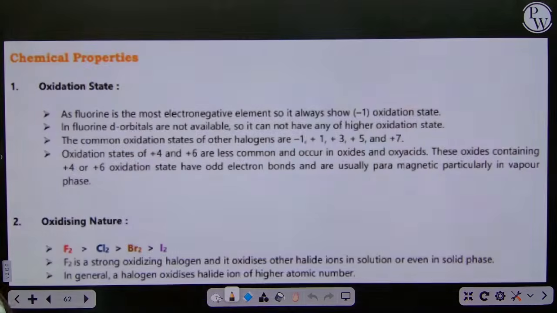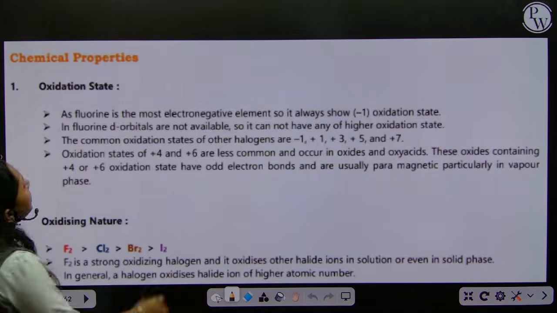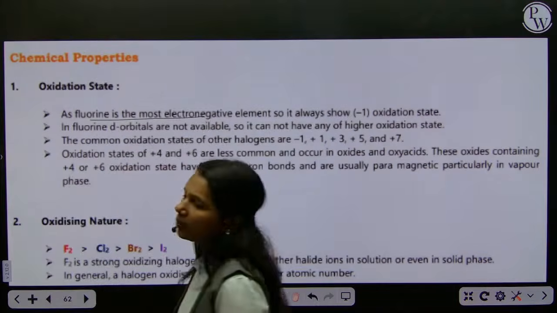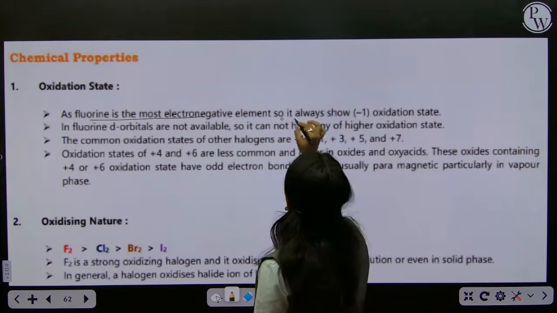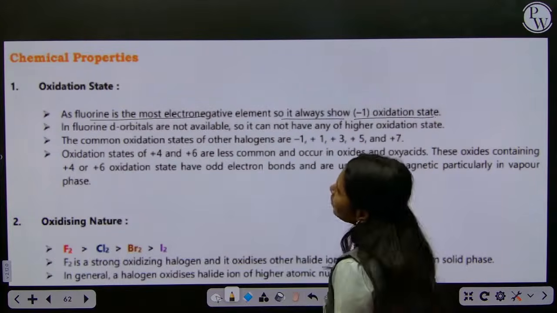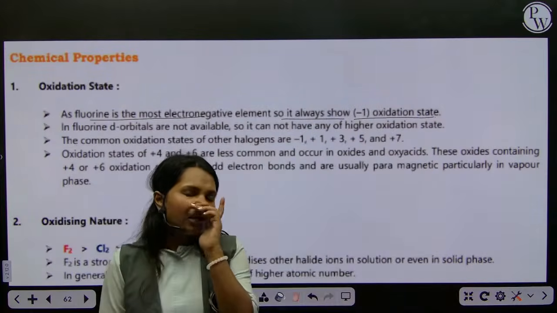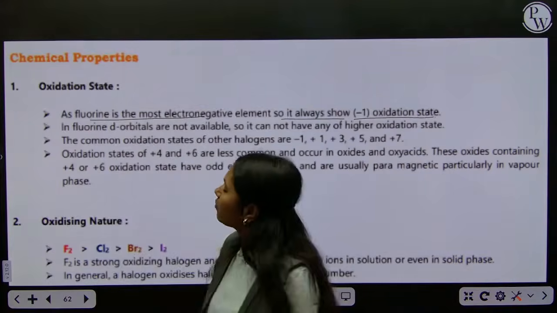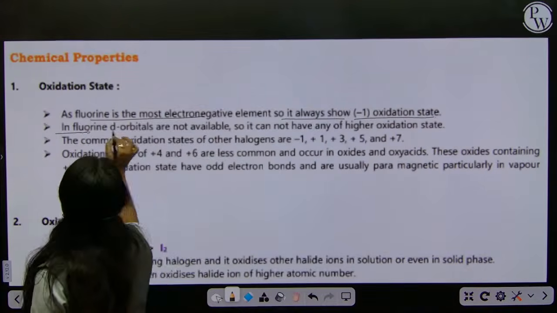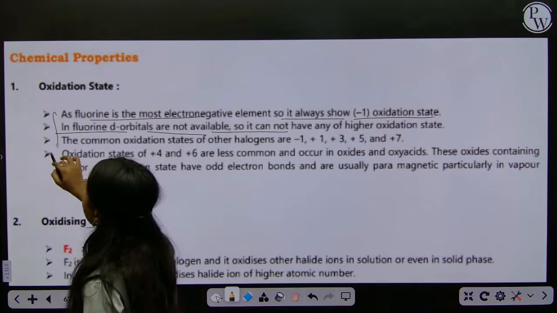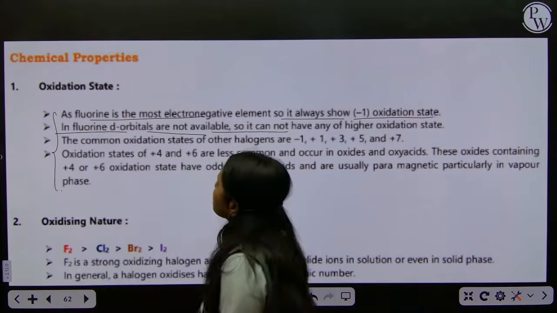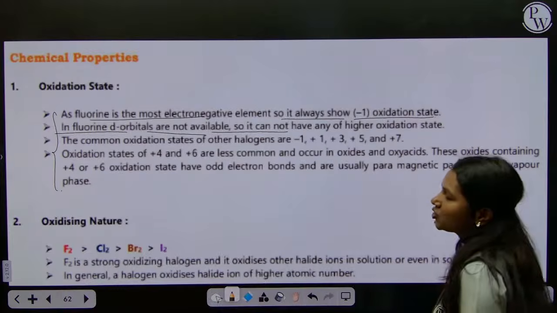Okay. Chemical behavior. Fluorine is the most electronegative element, so it always shows -1 oxidation number. In fluorine, the d orbitals are not available. This we have done already, the anomalous behavior. Oxidizing nature.